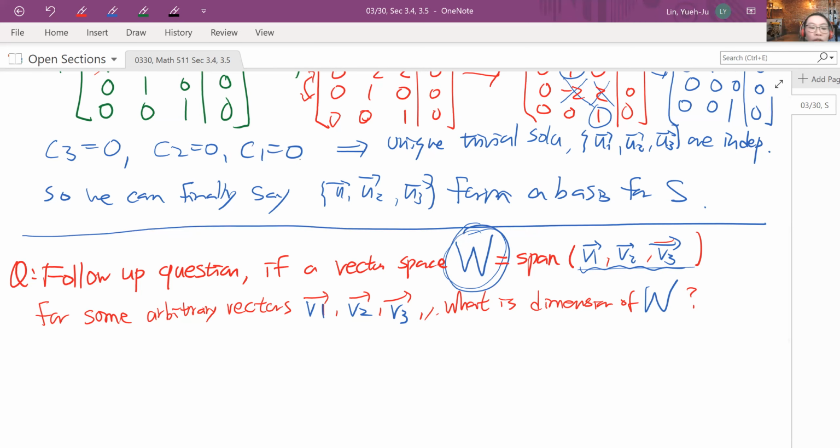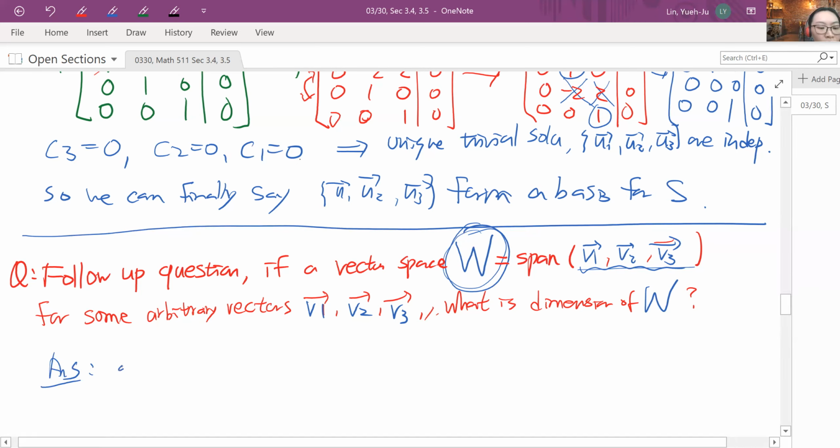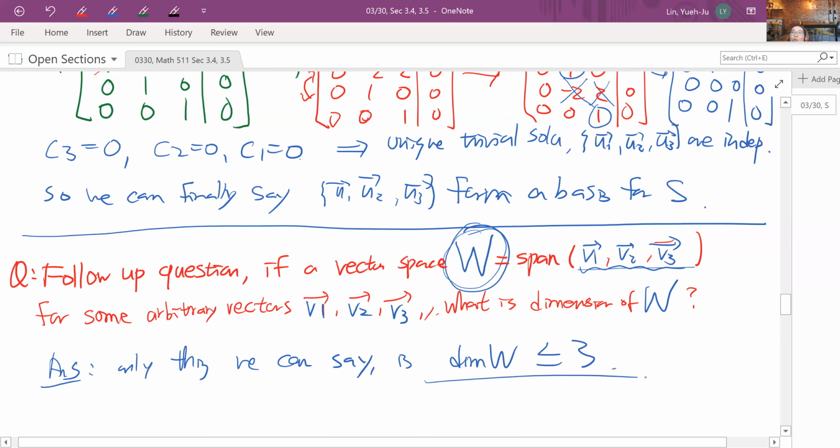So the only thing we can say is the dimension of W is at most 3. But without knowing further information or explicitly what the vectors are, you don't know whether they're independent or not, right? So you want to be very careful, because this is the concept you're going to use for the homework, right? For the homework, especially in 3.4. And I think this will help, because this is actually the key part here.